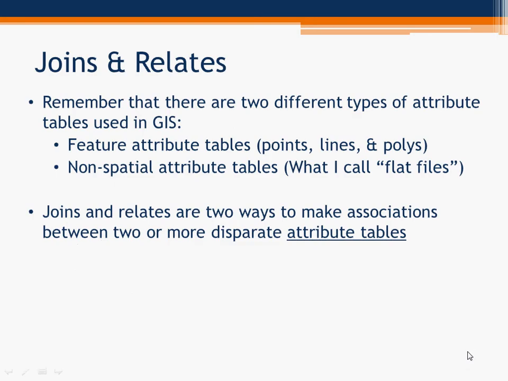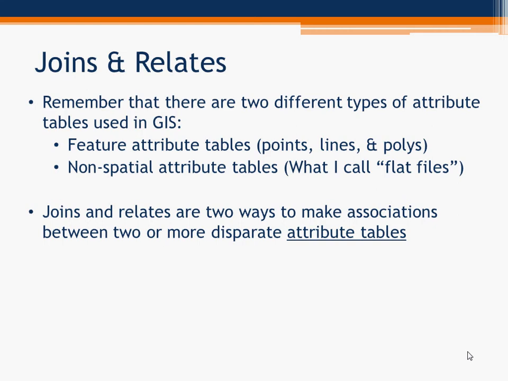So remember, there are two different types of attribute tables. Of course, the ones that are associated with our points, lines, and polygons, and then non-spatial attribute tables, and of course what I call flat files. You guys have probably heard me say that several times now throughout the course. Flat files, just tabular data.